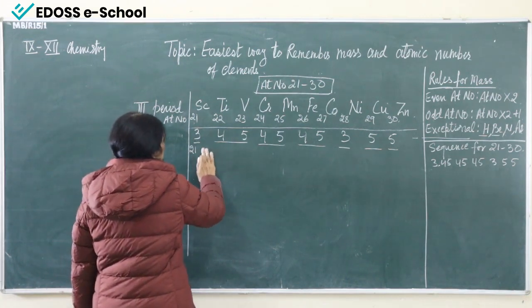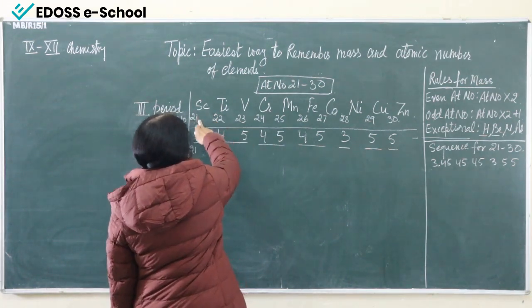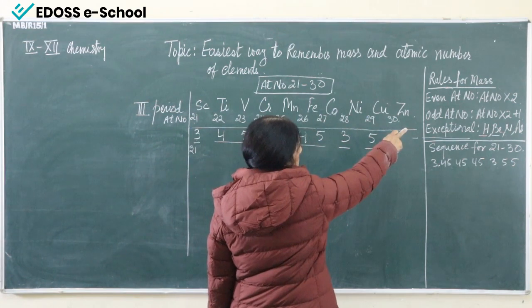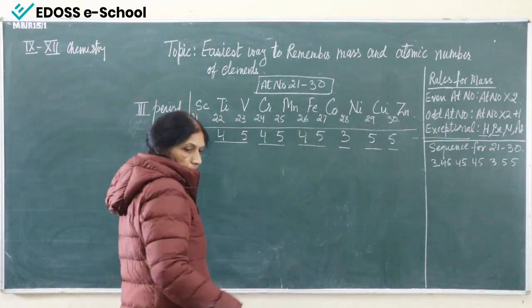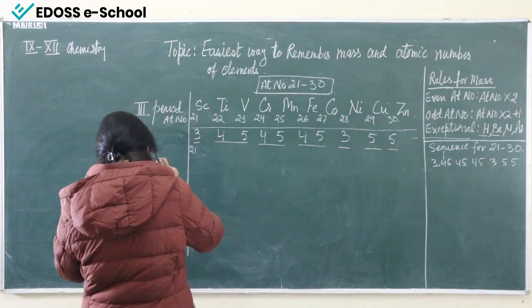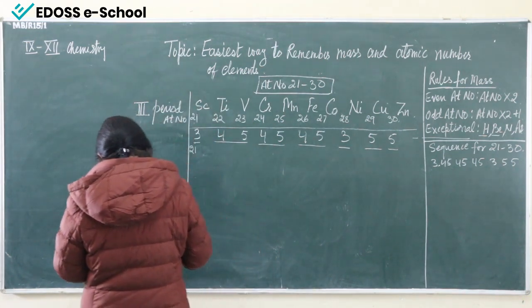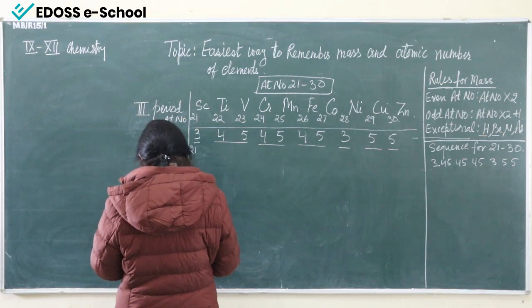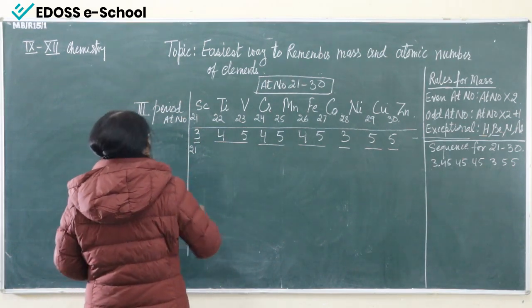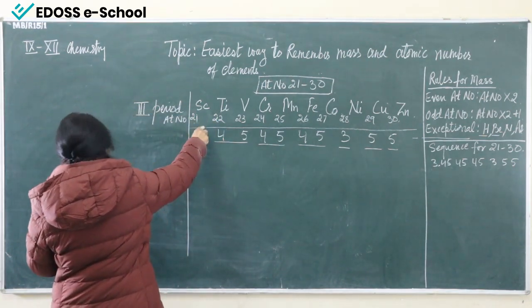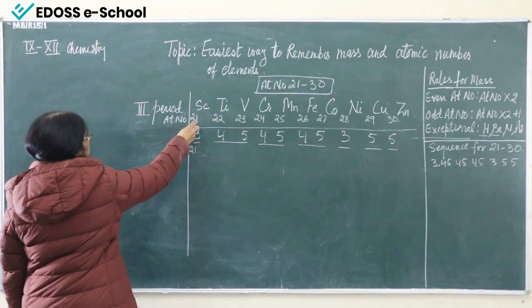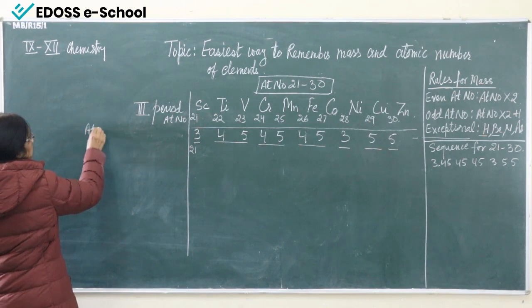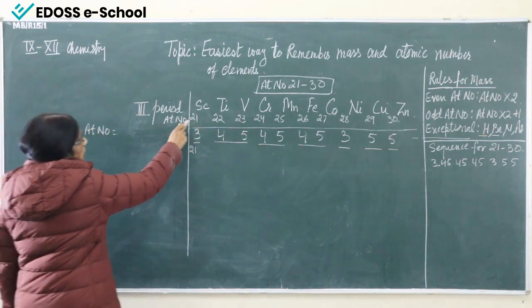Sorry, 21. Now you can see this is an odd number. Okay. And if you want to learn this, first thing, how to learn the atomic number. For this atomic number, nothing we have to do.